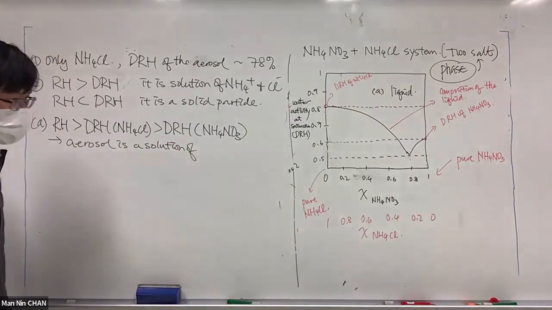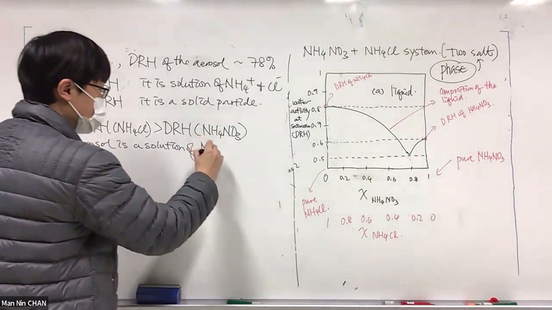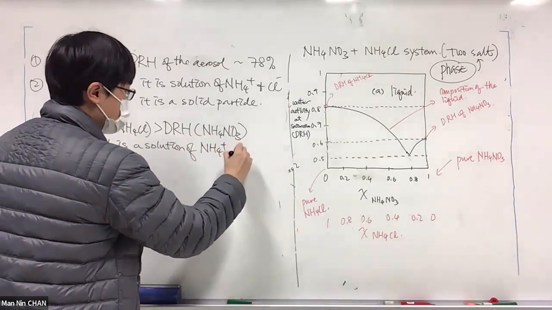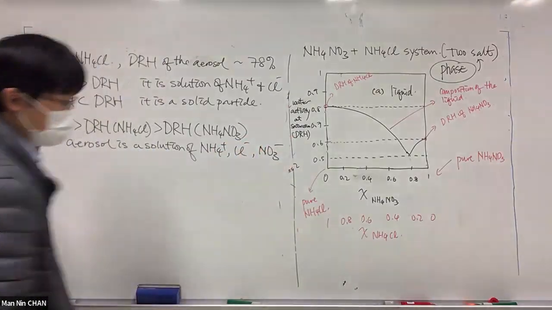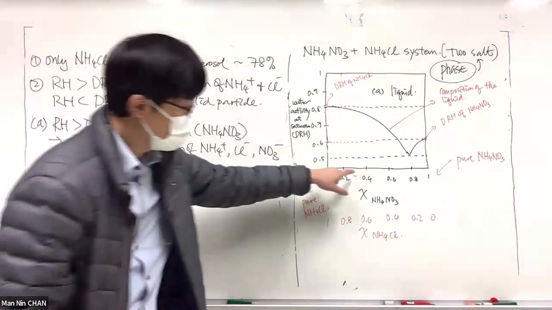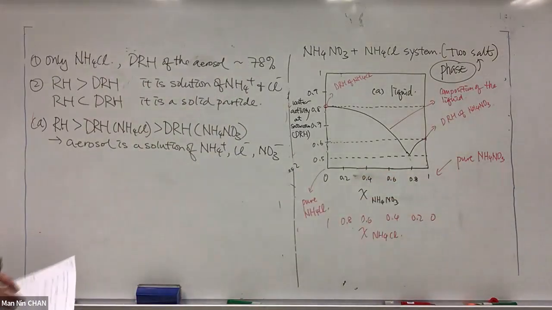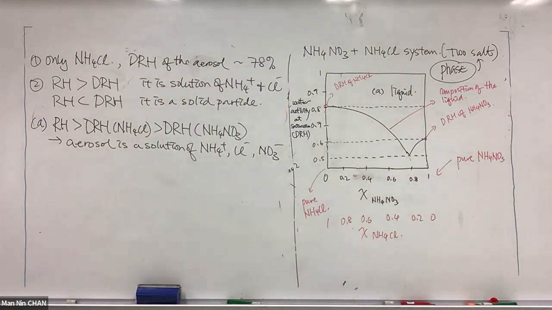And then it depends on the composition, right? So you can have ammonium ions, you can also have chloride ions, and also you can have nitrate ions, right? Because you always have this nitrate here. It's okay, right? So that's region A.